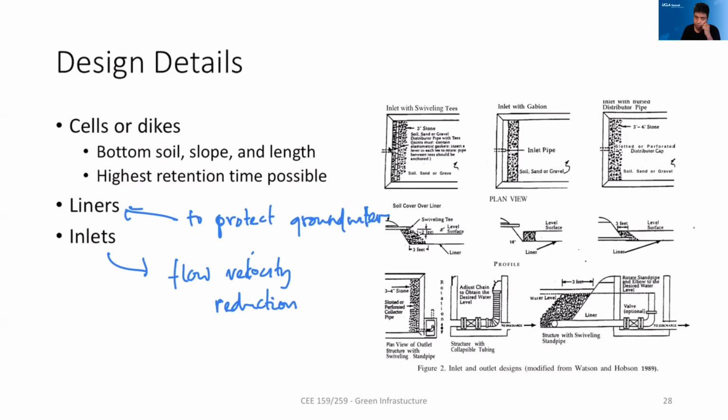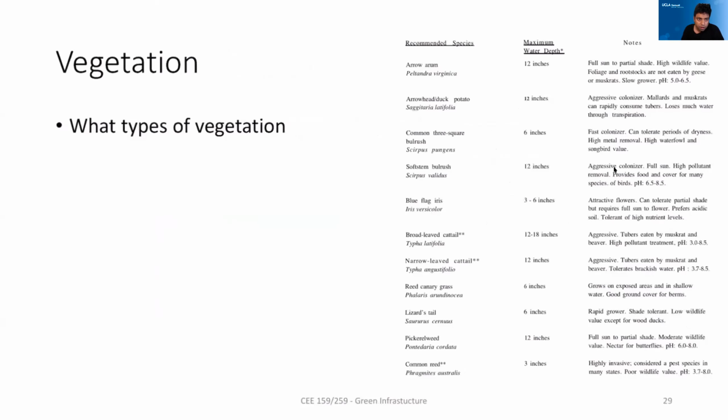Sometimes you can put the inlet as a perforated pipe. That's where it releases the water, or it could be just one location as a pipe. Then you put other stuff to slow the flow, or it could be below or above the level of the water. Vegetation, usually you would rather have vegetation which is native to that location. So look for those vegetations. This is just a list of vegetation written here, and how much water they can tolerate.